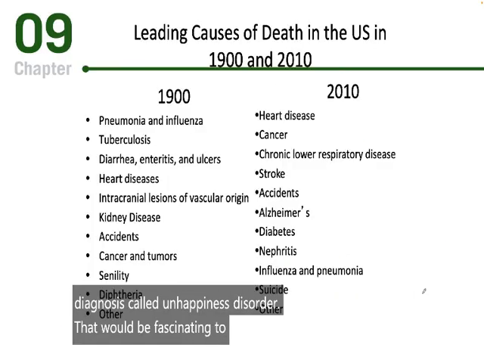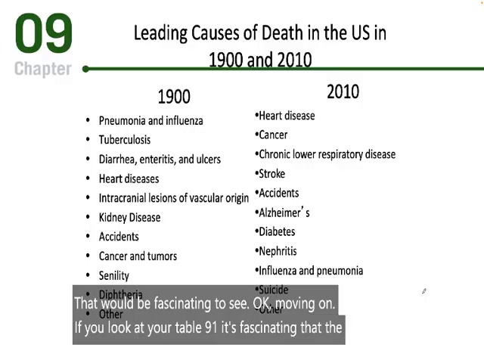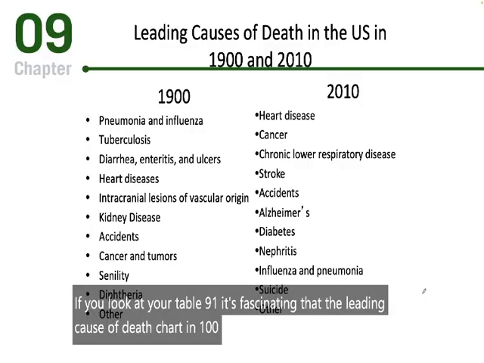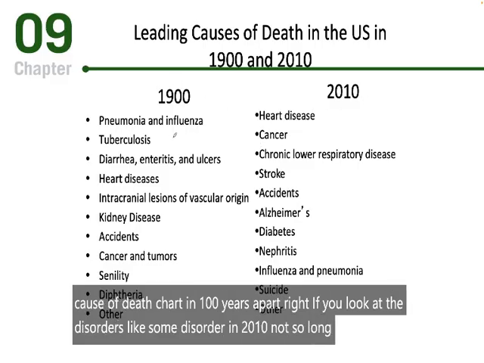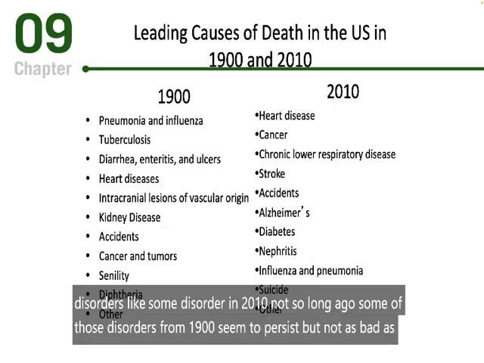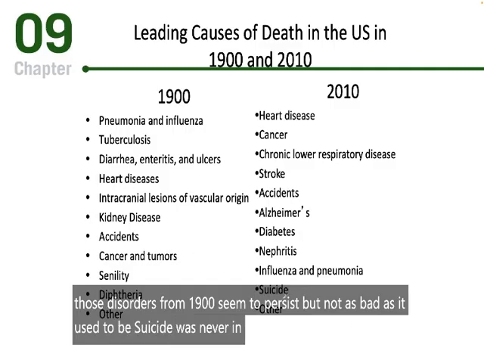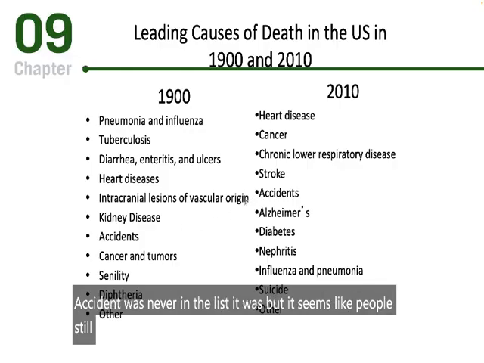Okay, moving on. If you look at your table 9.1, it's fascinating. The leading causes of death chart, a hundred years apart. If you look at the disorders, some disorders from 1900 seem to persist in 2010, not so long ago, but not as bad as they used to be. Suicide was never on the list. Now it is there. Accident was never on the list. Oh, it was. But it seems like people still die from accidents a lot more.